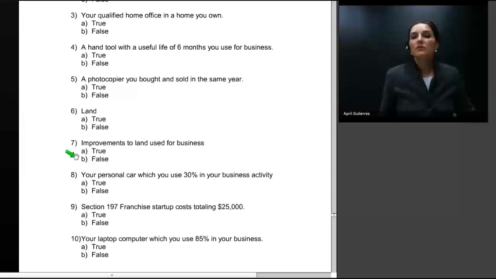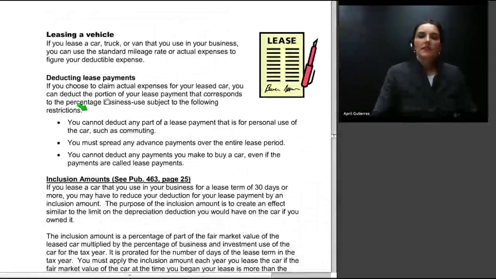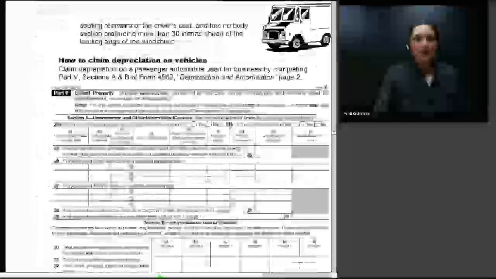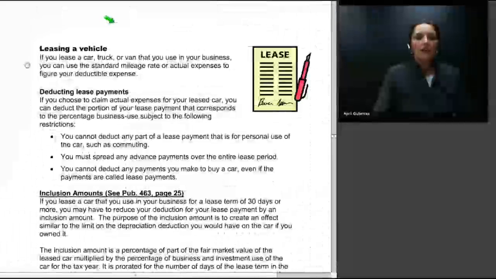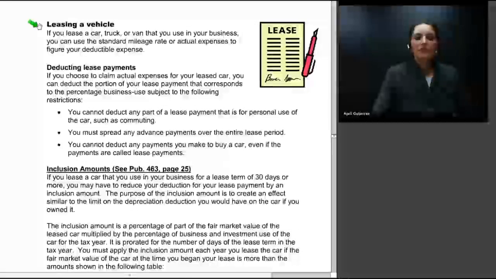It is now time to resume our lecture on depreciation, and we're going to pick up, I believe, on page 42 of your manual. At the end of our last class, we finished off with page 41. After taking a look at how to claim depreciation on vehicles, we're now going to begin at the top of page 42 with special rules regarding leasing a vehicle.